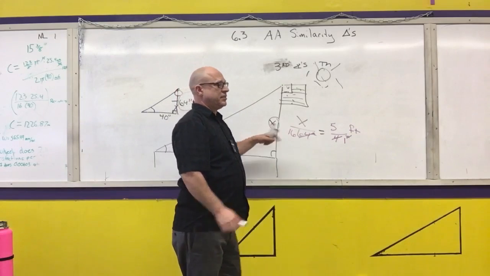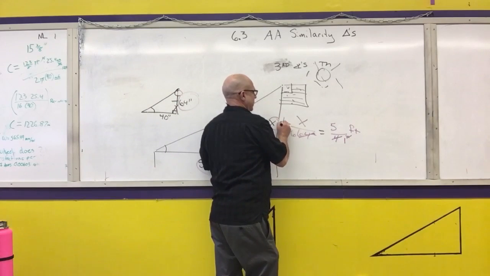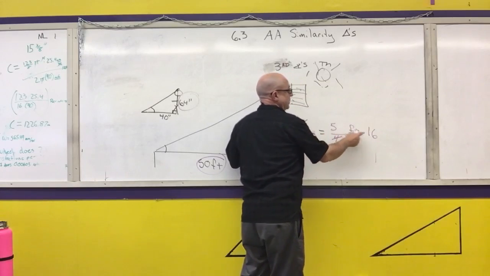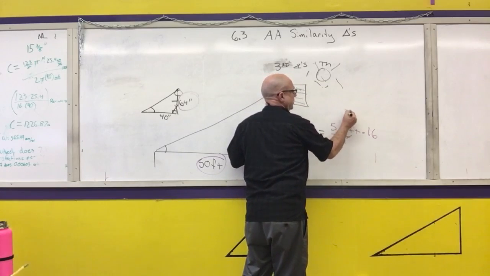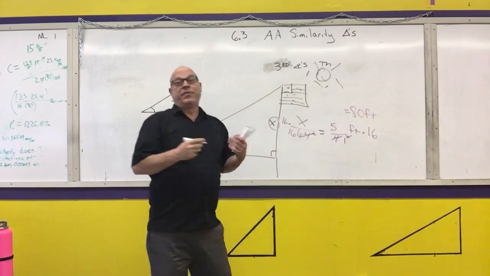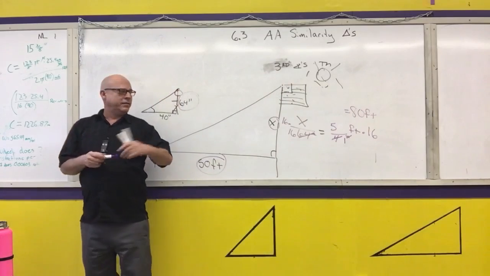Now I can get rid of this 16 by multiplying by 16. If I multiply by 16, I multiply this one by 16. 5 times 16 is 50 plus 30, which is 80 feet. So that flagpole would be 80 feet tall, casting that 50-foot shadow.